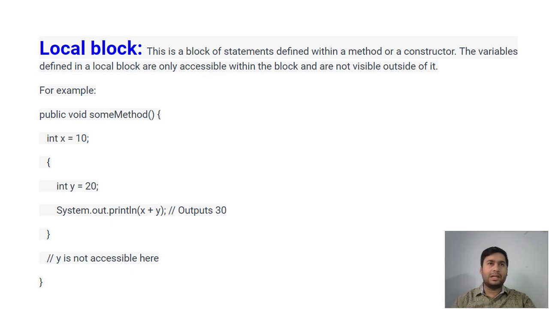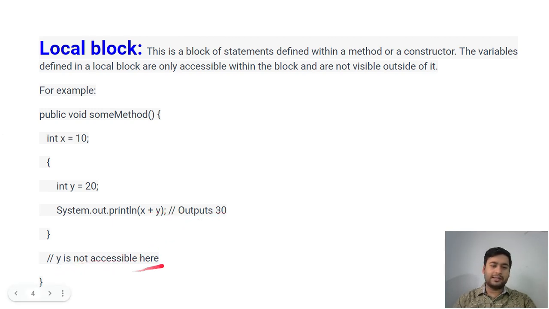Whatever block you create inside a method or inside a constructor, we consider that a local block. For example, you can see here we have created a class with a method called sum. Inside the method we have one variable, int x equal to 10, and after that we have created one block, curly braces open, curly braces close. This block does not have any name, but here we have created int y equal to 20 and System.out.println(x + y). The output is 30.